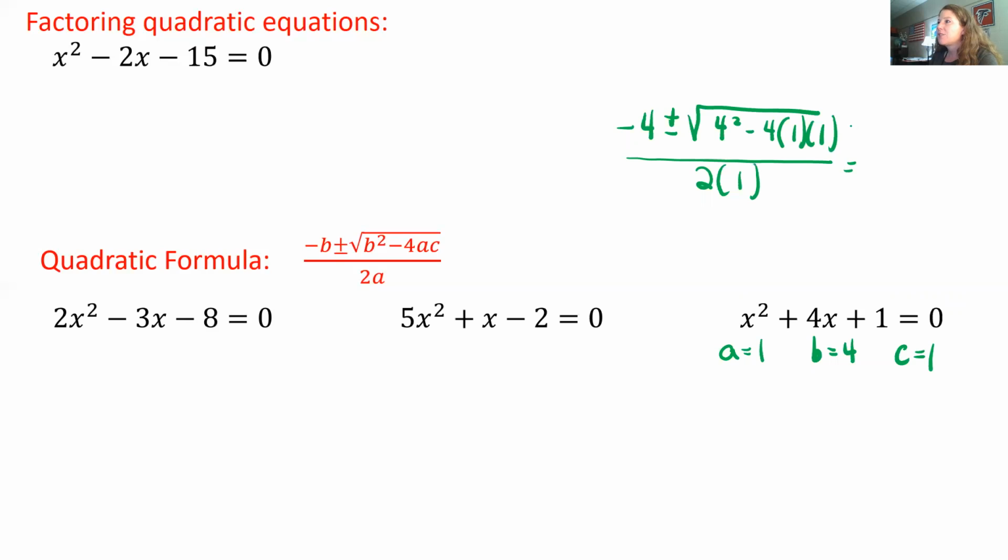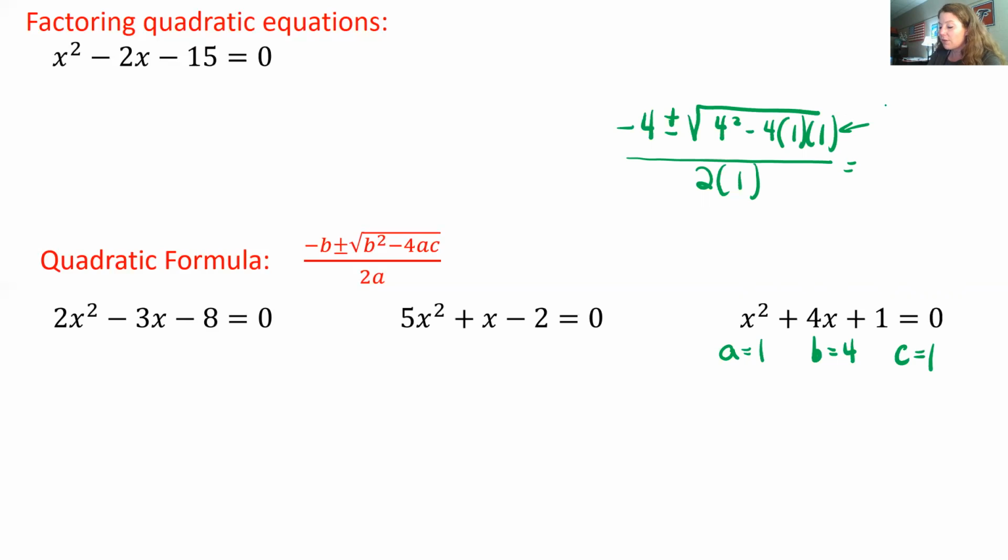All right, I'm typing in just what's under my radical first. So 4 squared minus 4 times 1 times 1. And even if I'm pretty sure I know that equals 12, I put it in my calculator anyway, just to be sure. All right, now it is 12. So remember, I shouldn't have said it is 12. It is the square root of 12.